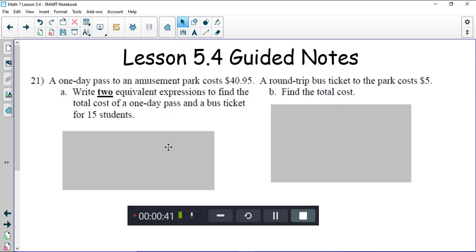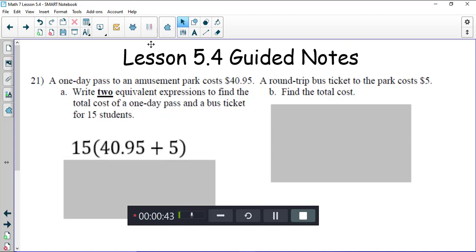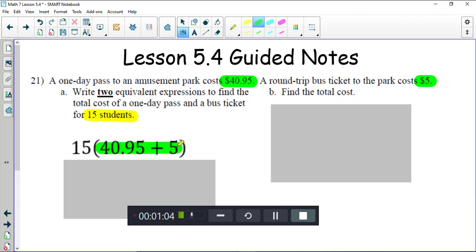So the first expression that I wrote was this, 15, since we have a total of 15 students who are going on the field trip. So I'm going to highlight this 15 here. And then in parentheses, I put the $40.95. That's for the one-day pass to the amusement park, and the $5. And I added those together because we need to add $40.95 and $5 to get the total cost for each student, and then multiply it by the number of students who are attending this field trip, which is 15 students. So this is one way to represent it.